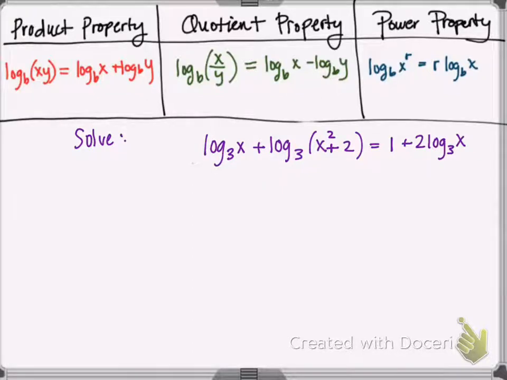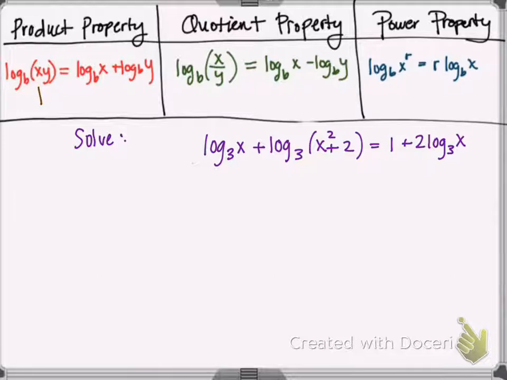We're going to be using the properties of logs in order to solve this log equation. So the first thing I need to do on the left-hand side is combine both of these logs as one single log since they have the same base. The base is 3. And since they're being added together, I can use the product property that says if you're adding two logs together and they have the same base, you can combine this as one single log.